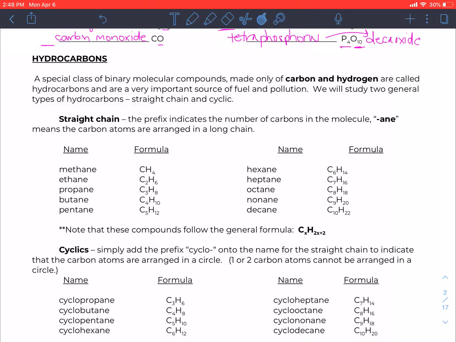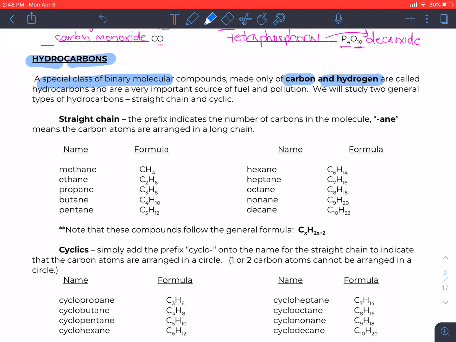Okay guys, so this is video 3. We're going to look at hydrocarbons. Once again, we just got done looking at binary molecular compounds, so binary covalent, two nonmetals. So hydrocarbons are a special class of binary molecular compounds. They are strictly made of only carbon and hydrogen, hence the name hydrocarbon.